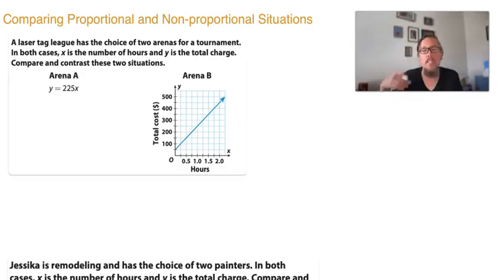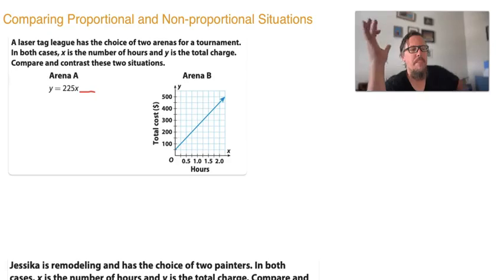So arena A gives us an equation, Y equals 225X, and arena B gives us a graph. And right off the bat, the thing that we're looking for is, are these proportional or non-proportional relationships? And arena A is a proportional relationship. How do we know? Because there is no constant added or subtracted onto the end of this equation. If this was a non-proportional relationship, we would have something like y equals 225x plus 5 or minus 20. We would have some kind of constant on the end here, and we don't. We just have y equals 225x.